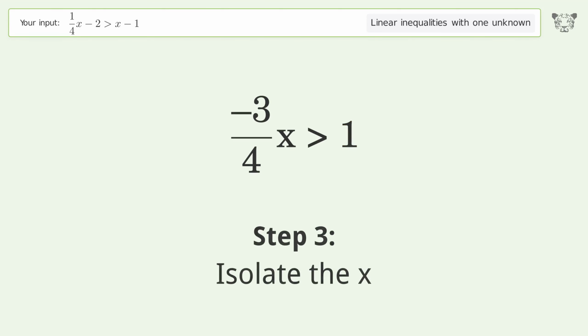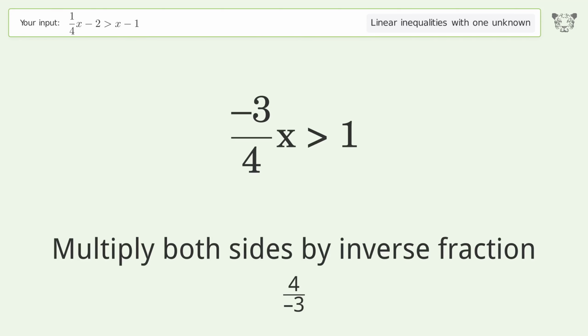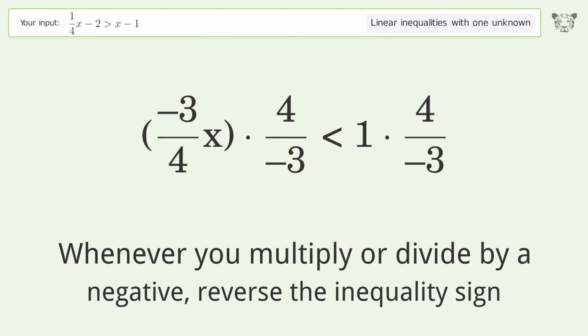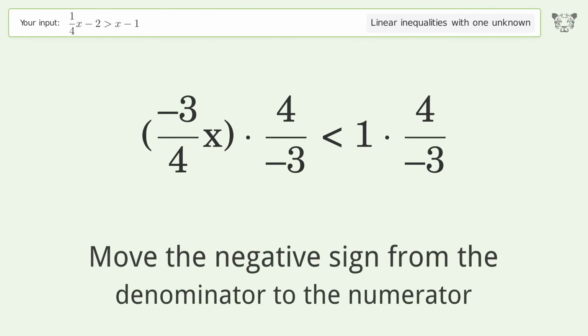Isolate the x. Multiply both sides by inverse fraction 4/-3. Whenever you multiply or divide by a negative, reverse the inequality sign. Move the negative sign from the denominator to the numerator.